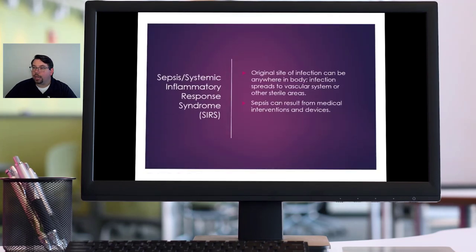We also know that with SIRS, the original site of infection can be anywhere in the body. The infection can then spread to a vessel, and from the vessel it becomes systemic. Sepsis can result from a medical intervention and devices as well. So it's not just that they get an infection from breathing in some type of localized infection from the lungs, or maybe from a sore, and then it leads to an infection of the blood. It can actually happen from surgeries. It can happen from medical devices that are being placed in, catheters, things of that nature.